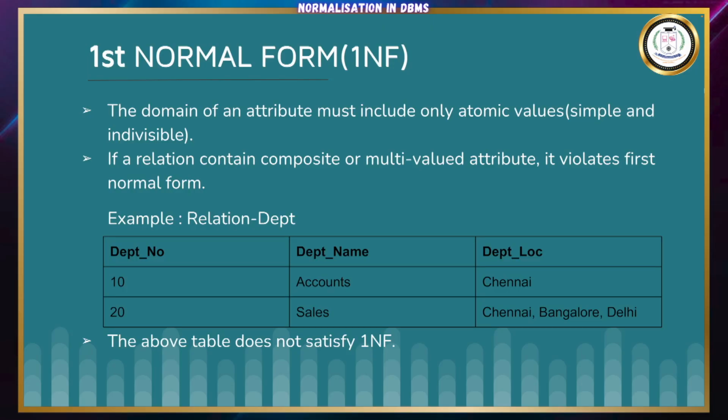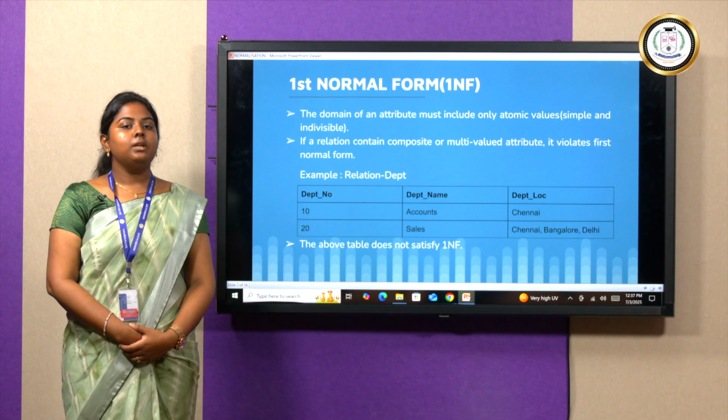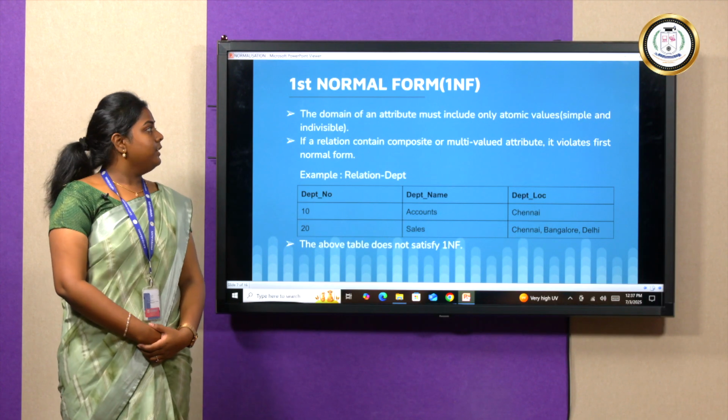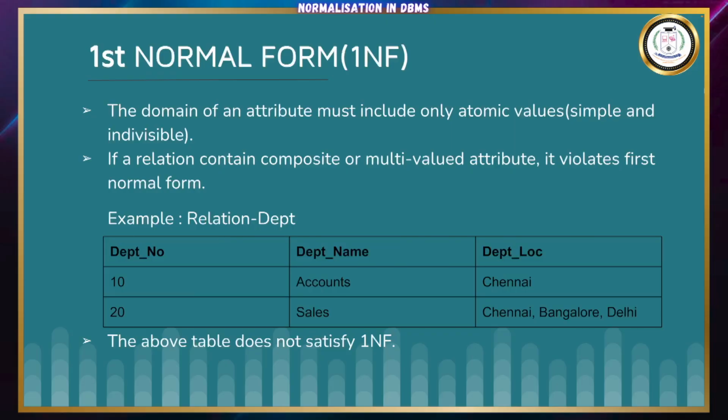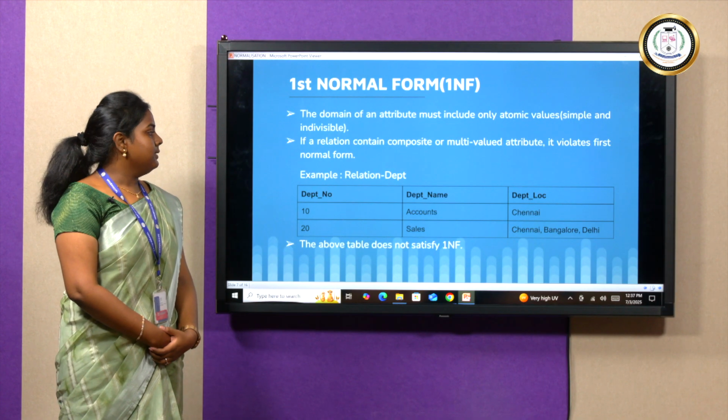The first normal form should contain only atomic values. Atomic values are nothing but unique values. So a single table should contain only unique values. Only then it is considered to be in the first normal form. And the second condition is that it is violated when it has multi-valued attributes. So we should not have multi-valued attributes in the first normal form. And this is a given example.